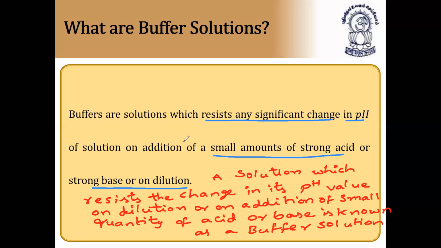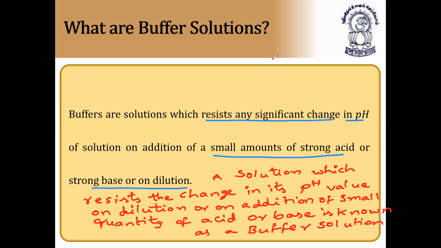Basically we have two types of buffer solution. One is acidic buffer and the other is basic buffer. On the next slide, we are going to discuss them. First of all, what is a buffer solution? You can write either this definition or what I have written on the slide. A solution which resists the change in its pH value on dilution or on addition of a small quantity of acid or base is known as a buffer solution.